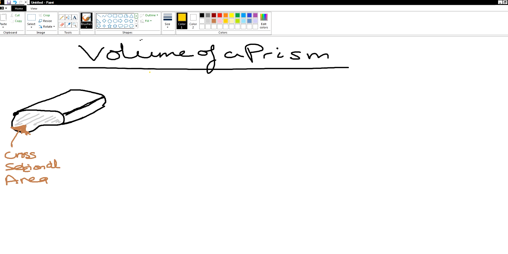And then we have this part here. What's that part called? Side. It's called length or width, depending on what they call it. But I just call it thickness. It means how wide the shape is.